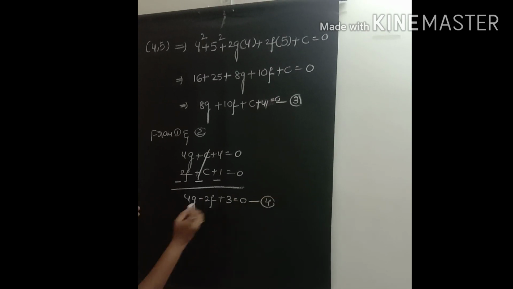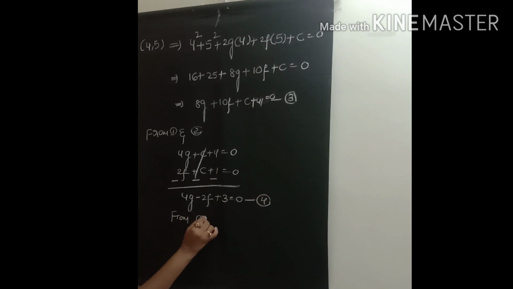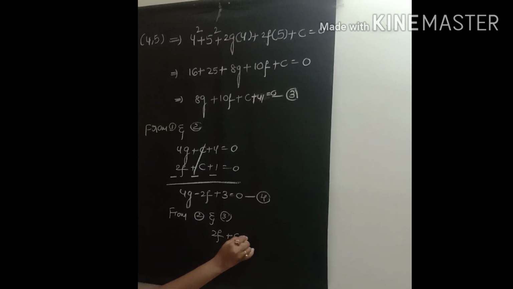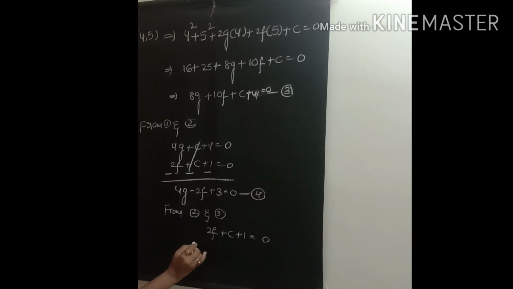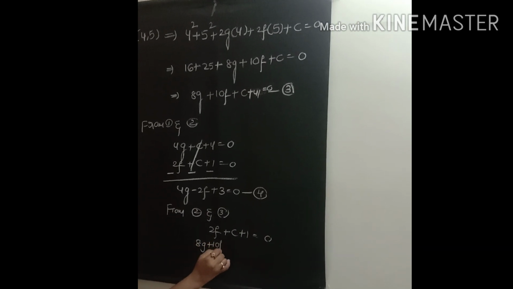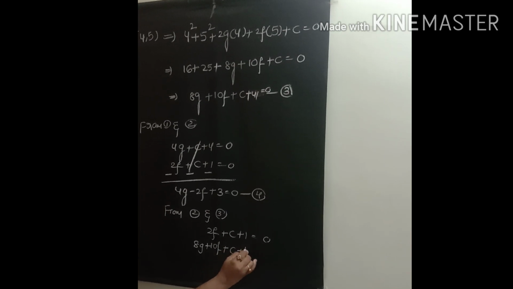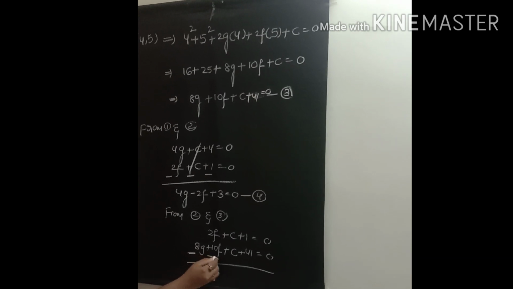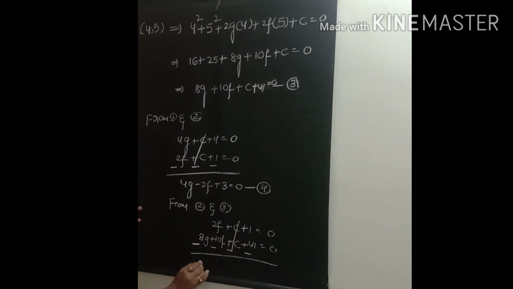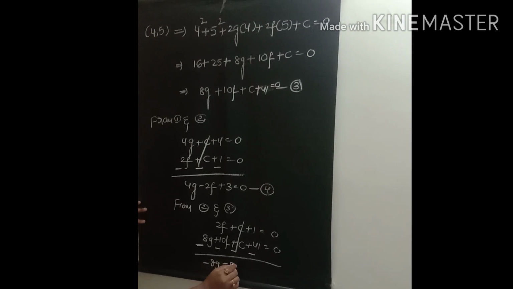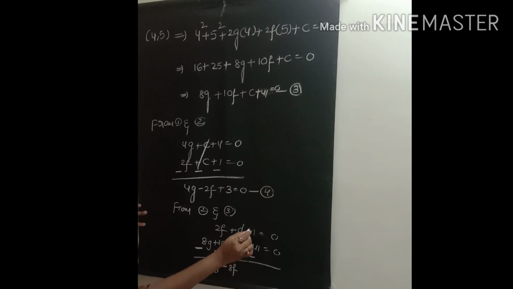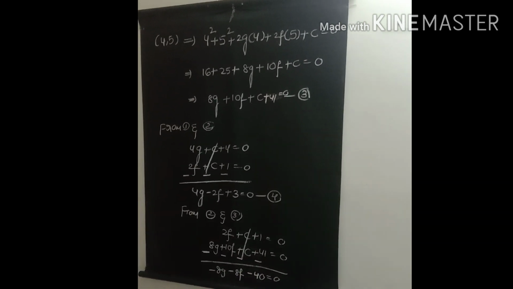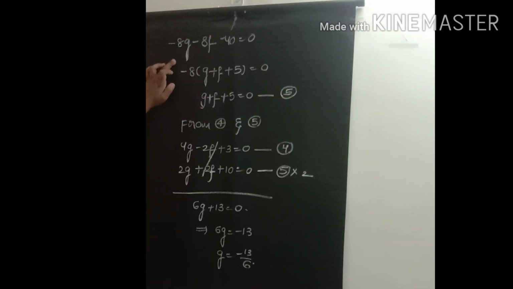This is equation 4. Now taking equations 2 and 3. Second equation: 2f plus c plus 1 equals 0, and third equation: 8g plus 10f plus c plus 41 is equal to 0. Now subtracting the equations, changing the signs of the second equation, we get minus 8g, 2f minus 10f is minus 8f, 1 minus 41 is minus 40, equal to 0. So minus 8g minus 8f minus 40 equal to 0.